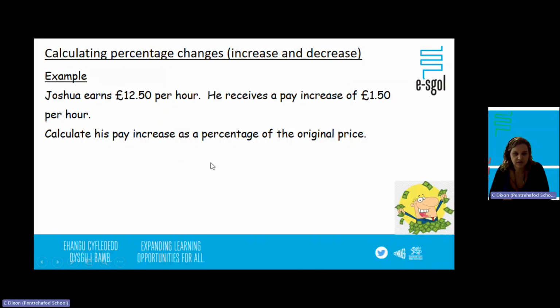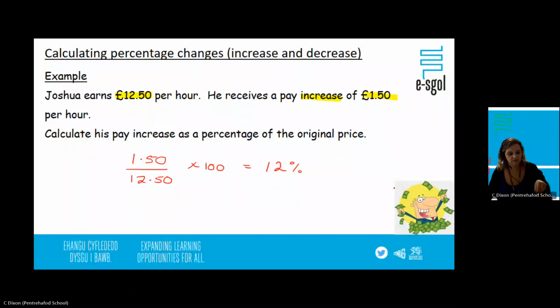And the first example I'm going to go through is this one. So Joshua earns £12.50 per hour. Okay, so I'm just going to highlight my key information. So £12.50 per hour. He receives a pay increase of £1.50 per hour. Calculate his pay increase as a percentage of the original price. So the formula was change. Now the change that's happened is the increase of £1.50. That is the change. So that will be divided by the original amount. And Joshua originally earned £12.50. Every time, just like the previous lot of questions, multiply by 100. Okay, once you type that into your calculator, what you should end up with is 12%. Okay, that's the first one done.